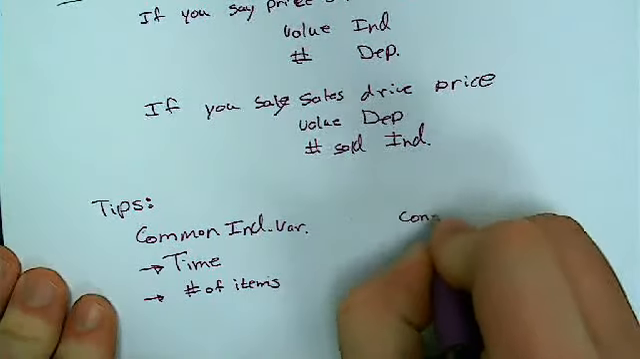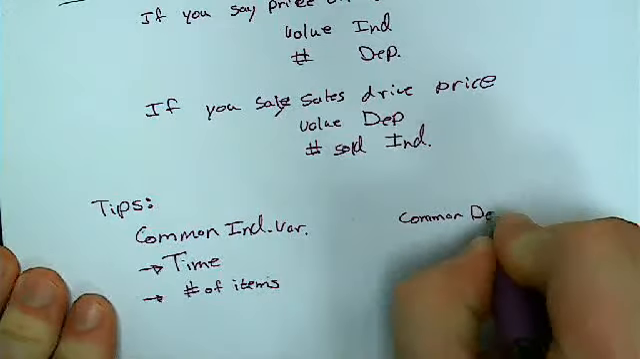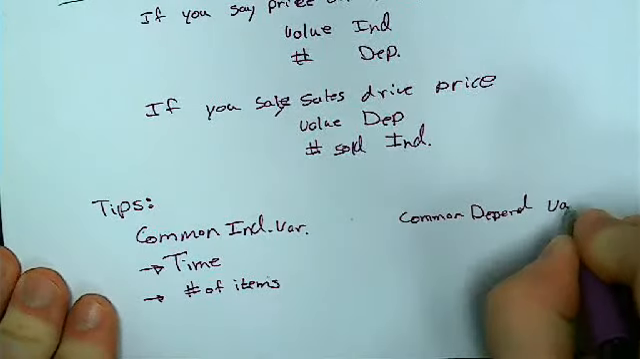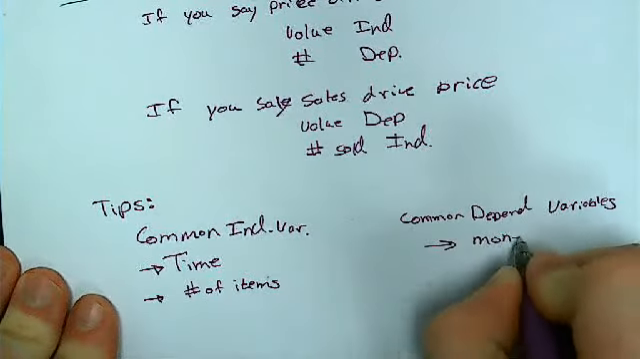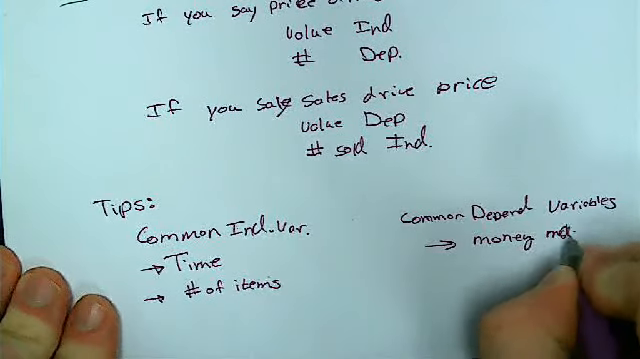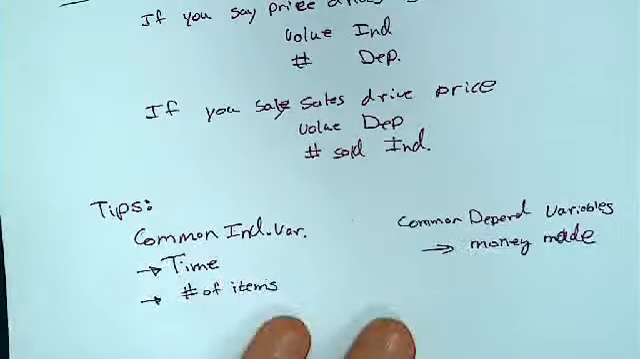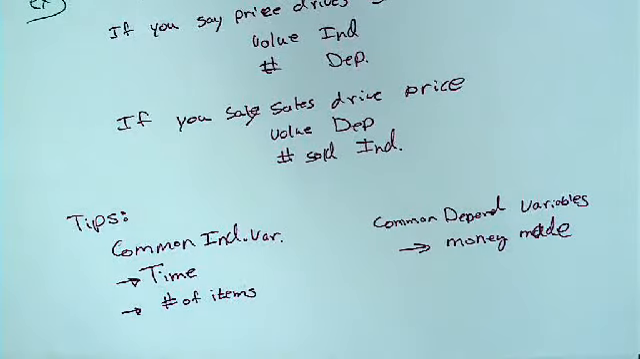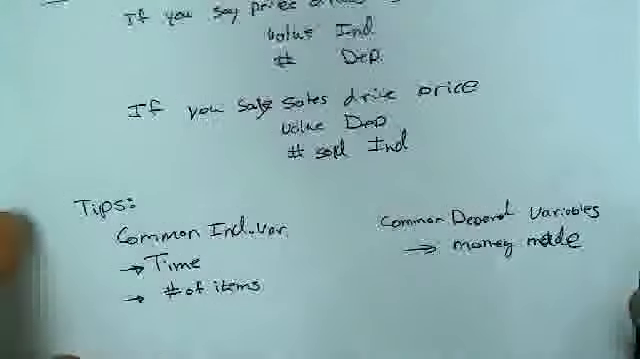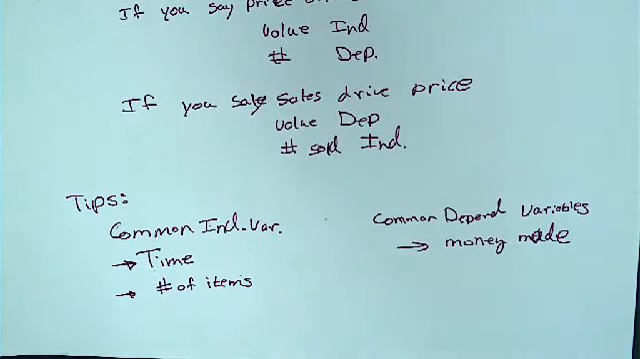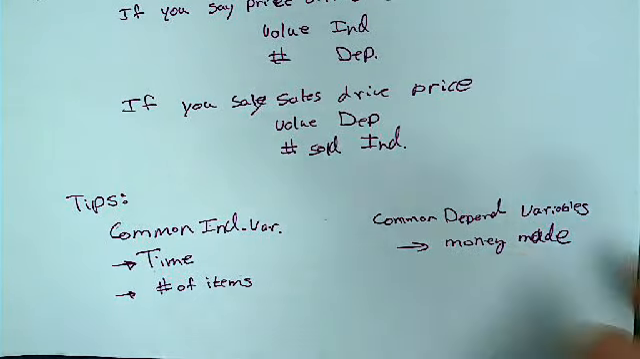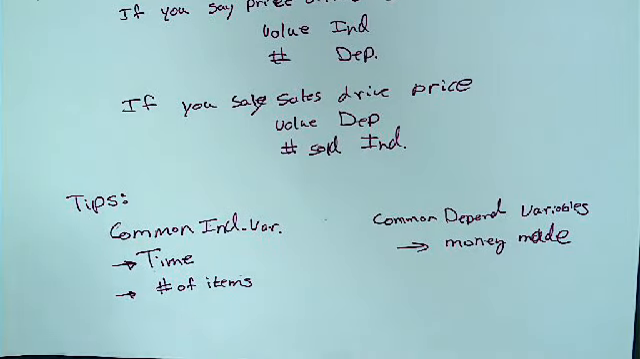Common dependent variables. Money made. It's almost always going to be a dependent variable. Not always, almost always. For example, we could talk about how much money you make versus how many cars you own. The more money you make, that will control or determine how many cars you have. So you can change it around. But generally speaking, if we talk about money, we're looking at something along those lines.